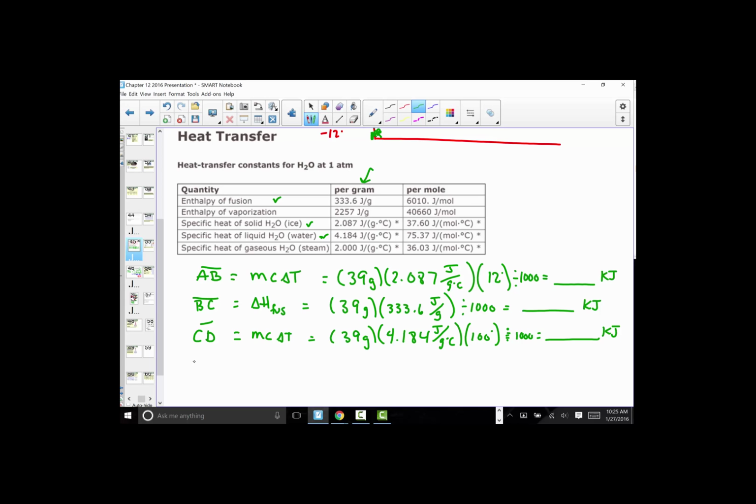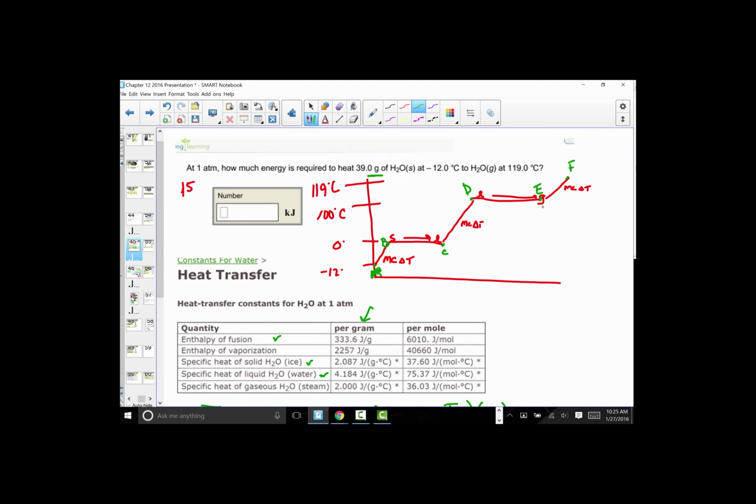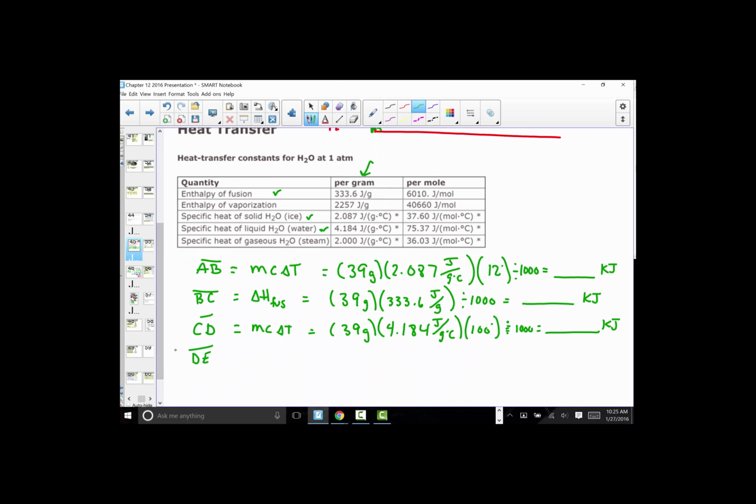Line segment DE. Remember where we're at now? We're going to be using the delta H of vaporization. Moving from liquid to gas is the process of vaporizing. And again, I'm using the per gram. So the delta H of vaporization in that particular line segment is 39 grams multiplied by the constant of 2257 joules per gram. Remember, I'm going to divide by 1,000 to get that desired kJ unit.